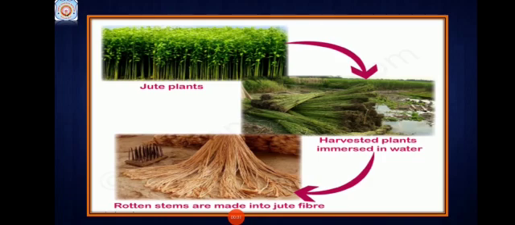Now, the jute fiber is obtained from the stem of the jute plant. It is harvested at the flowering stage. Once it is harvested, the stems of the plants are cut and kept in water for some days. These fibers are separated by hand.